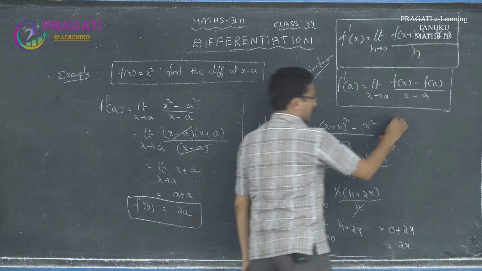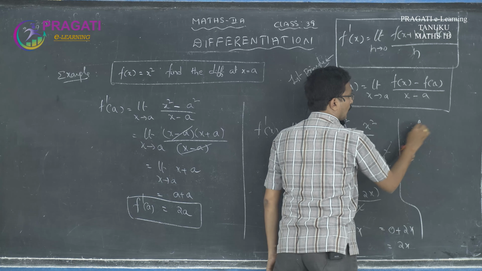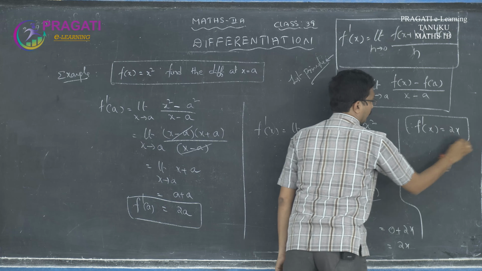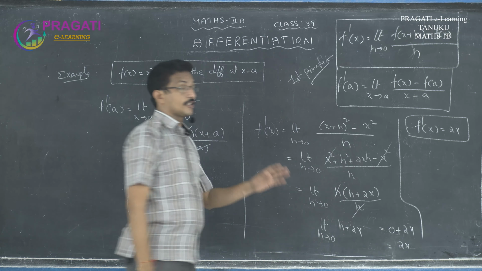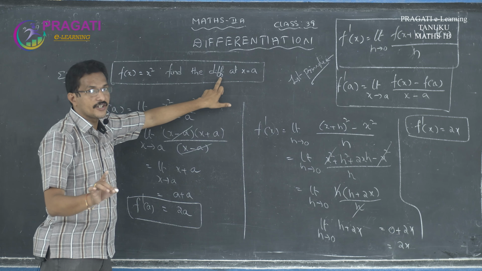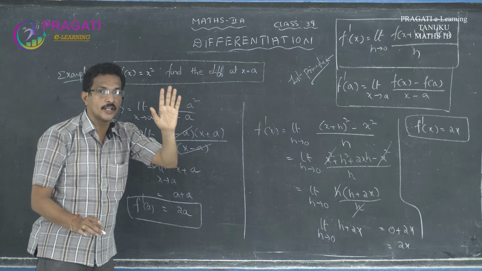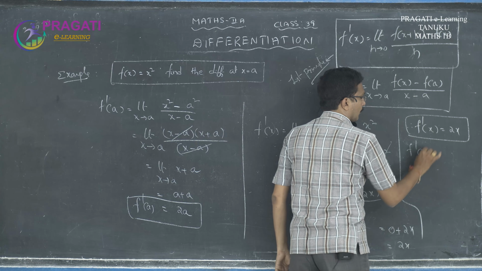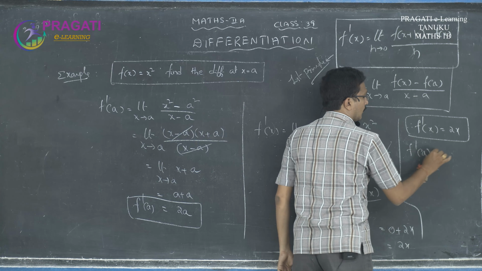2x, that is f dash of x is equal to 2x. Okay, f dash of x means the derivative of the function at x. Here what is the question? Find the derivative or differentiation at x is equal to a. To replace it, x by a. F dash of a is equal to 2a. Here it is also same.